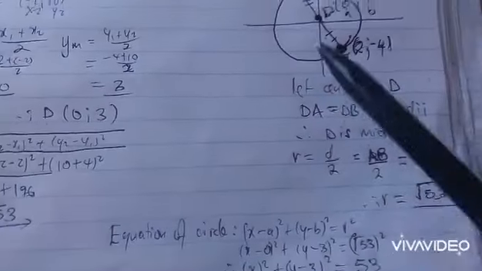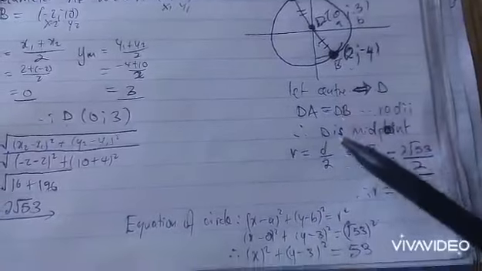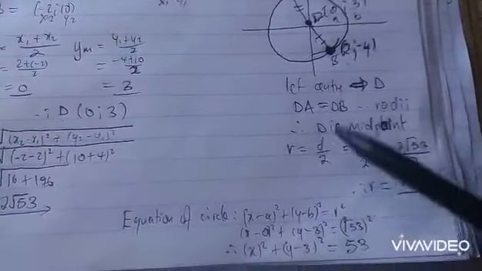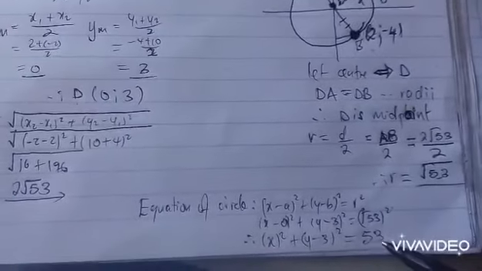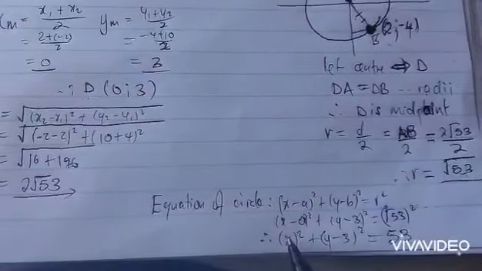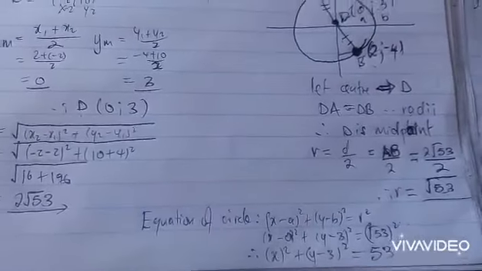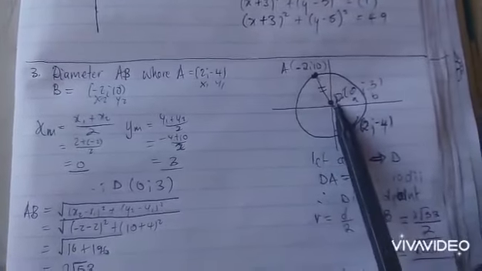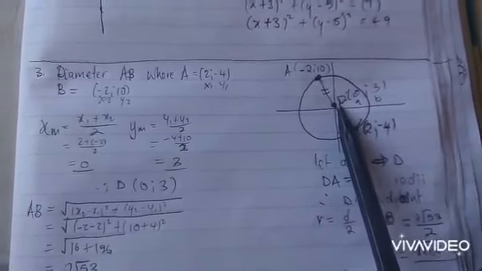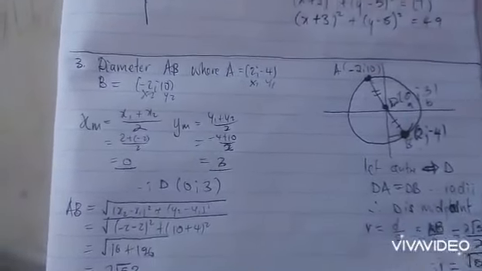So I know my A is 0, put the 0 there. And then my B is 3, I'm going to put 3, because negative times positive is still negative. Then put the r squared, you're going to get 53. So basically that becomes the equation of this circle: x squared plus (y minus 3) squared equals 53. So that's all. When you have a diameter, find the center, because it will be the midpoint. Then from the center, you can find the radius using the diameter.